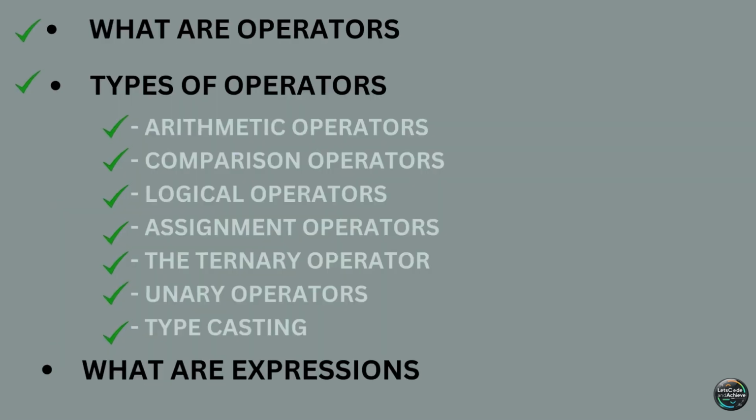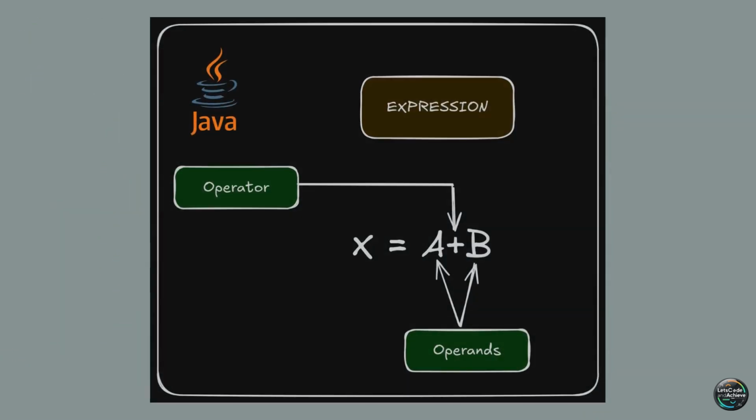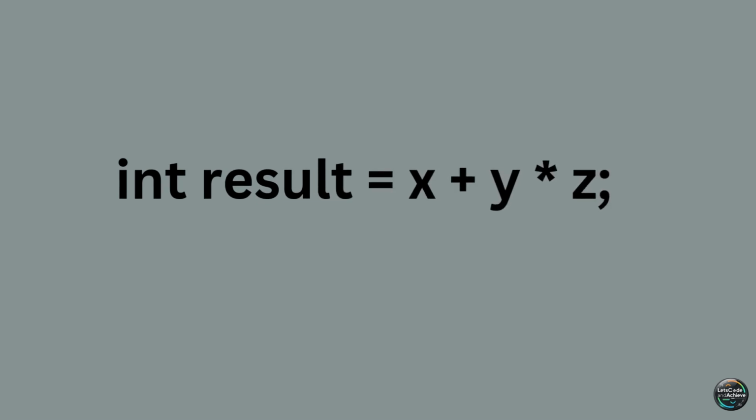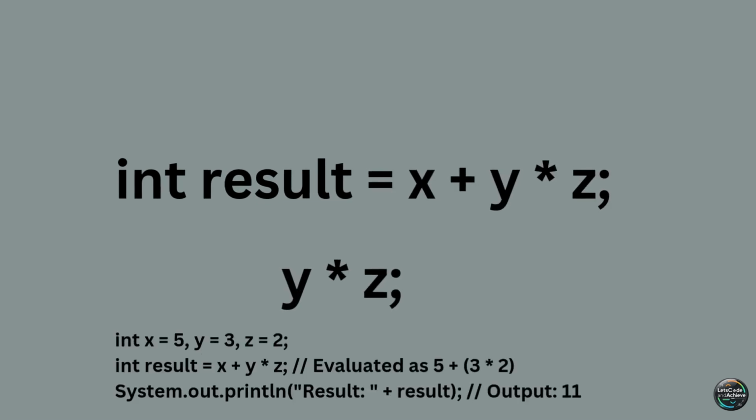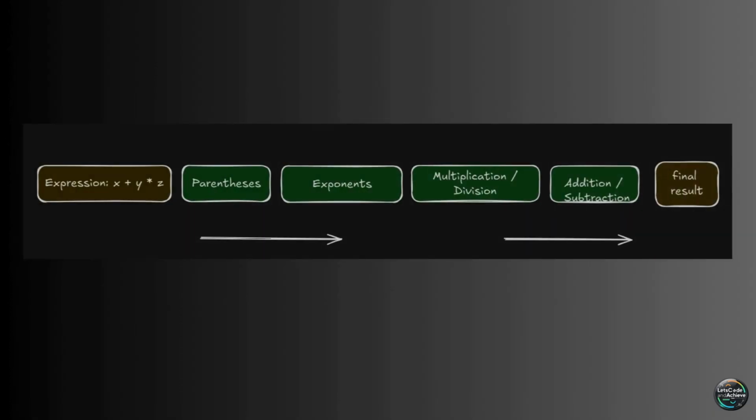Now that you understand the operators, let's talk about expressions. An expression is just a combination of variables, operators, and values that Java can evaluate to produce a result. For example, in the expression x + y * z, Java will first calculate y * z, then add the result to x. This follows the order of operations just like in math.